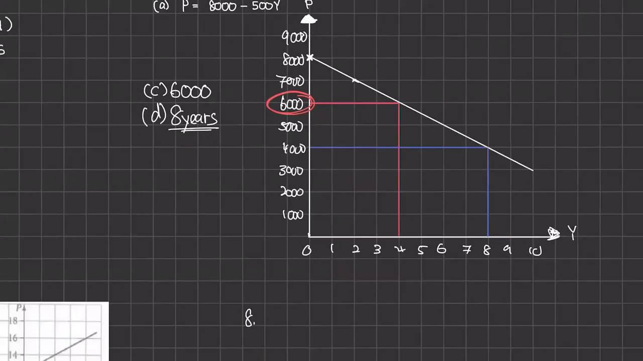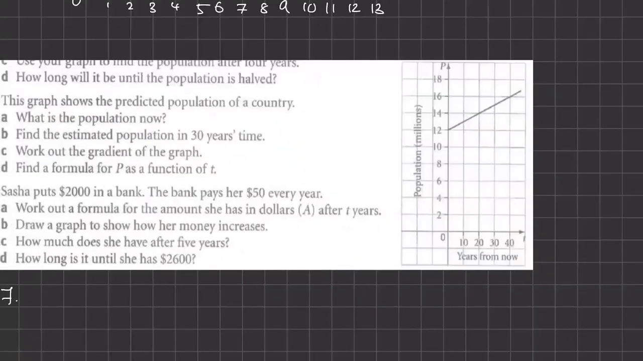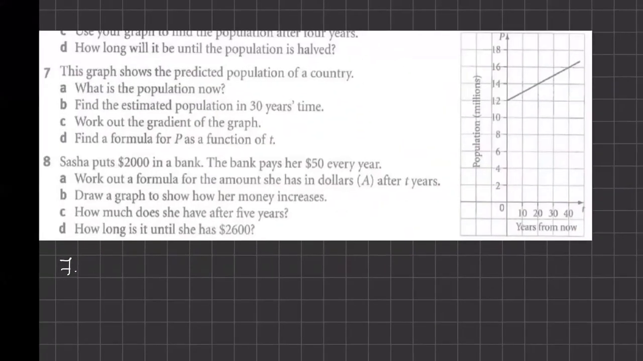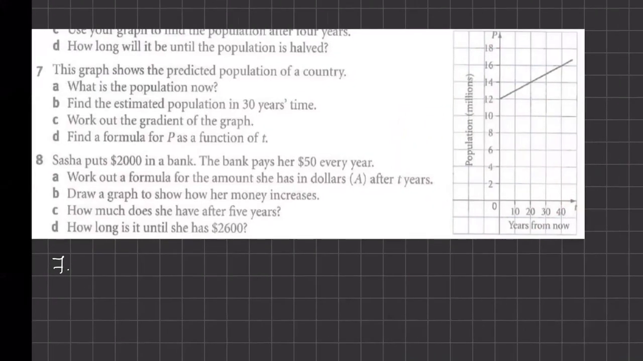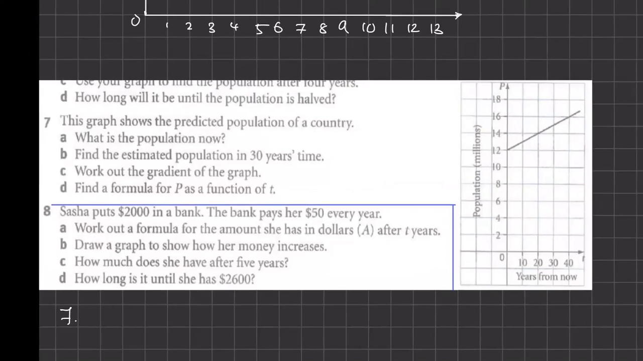Okay, now last 2 questions, 7 and 8. This graph shows the predicted population of a country. What is the population now? So this is 10 years from now. What is the population as you can see from the graph? Okay, this is the graph that we're talking about. This is for number 7. So let me just draw a line just to split it. Okay, this is number 7. Population now is here. So what is the population now? 12 million.